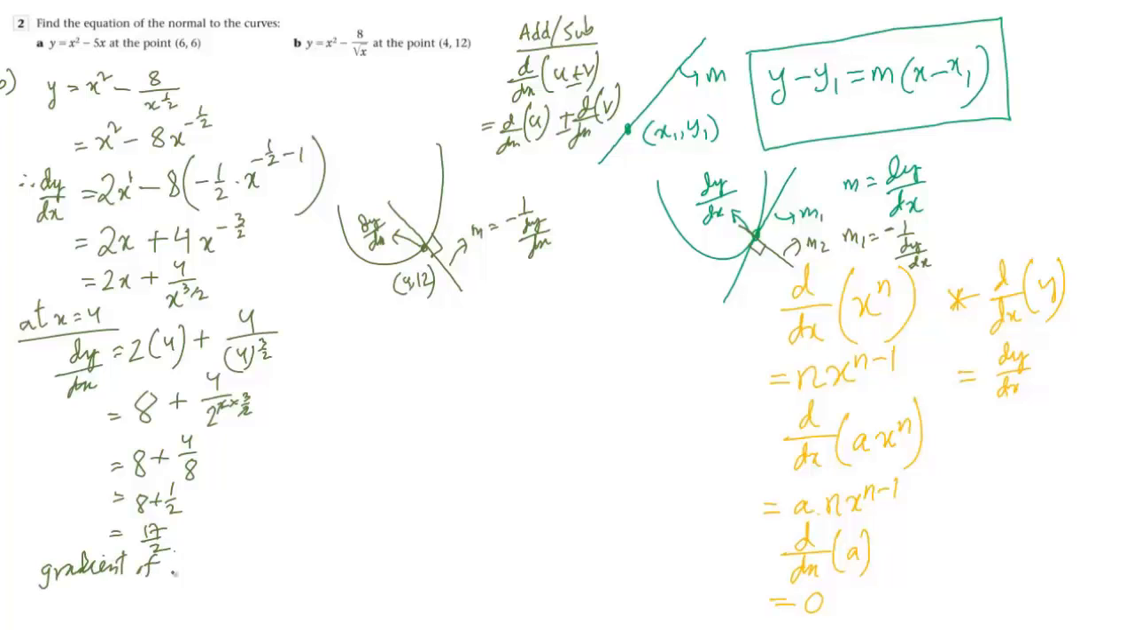Remember, the gradient of the normal is going to be not only the reciprocal but the negative reciprocal. It would be minus 1 by 17 by 2. That would be minus 2 by 17. That is the gradient of the normal.